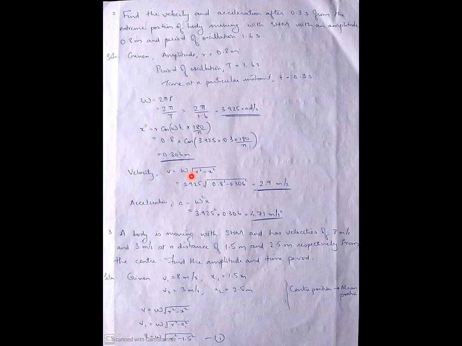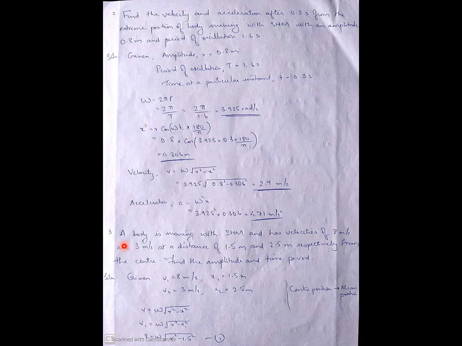Velocity is omega into root of r square minus x square. All these values are given. So you will be getting velocity equal to 2.9 meter per second. Acceleration is omega square x. Again you will be getting 4.71 meter per second square. So there is nothing new in this second question. It is just similar to the first problem itself.